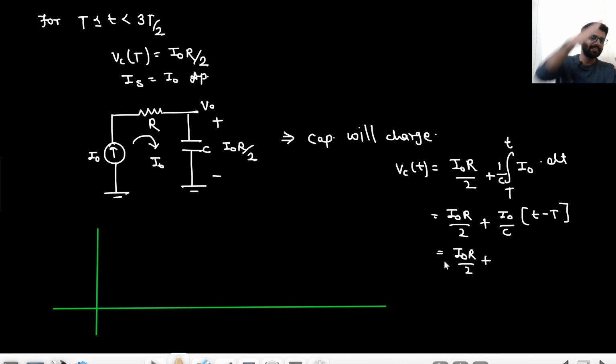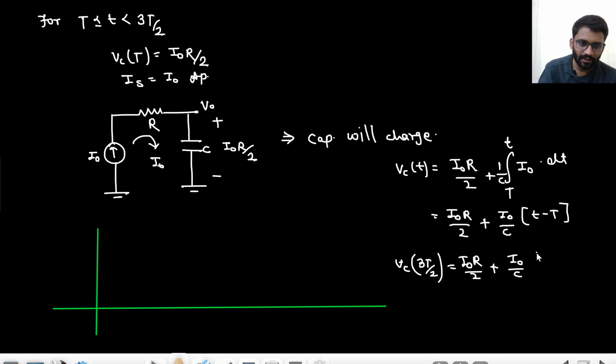This would be the equation. Simply, it will charge linearly. And if I want to know what will be the voltage at 3T by 2, what will be VC at 3T by 2? So it would be I naught by C times 3T by 2 minus T, which is T by 2. T is RC, so it would be I naught R. So in the first cycle, it reaches from 0 to I naught R by 2. So it develops I naught R by 2 charge.